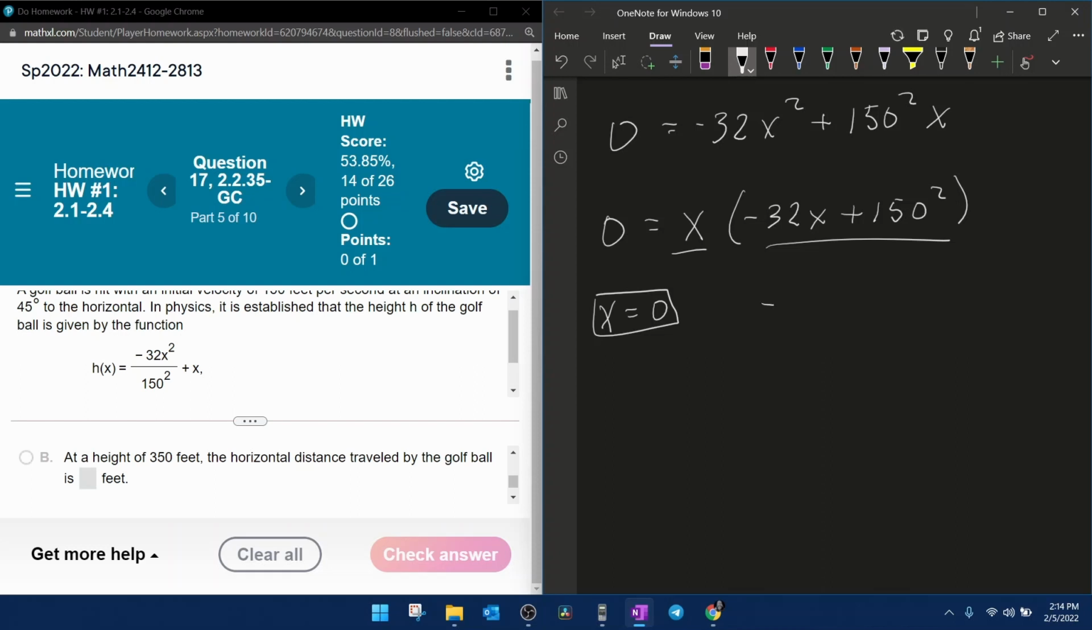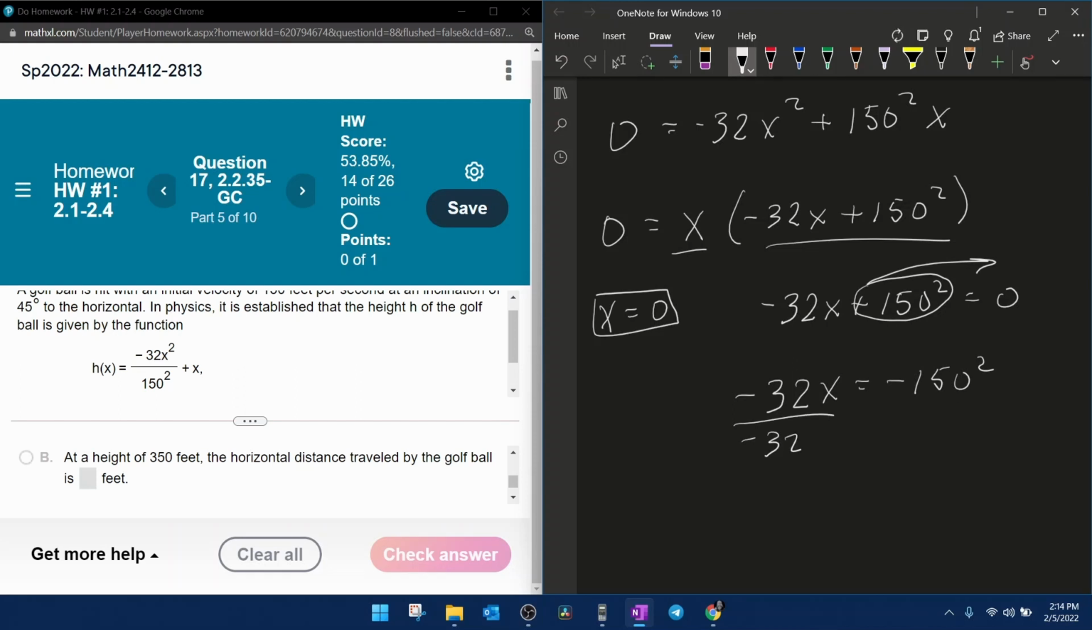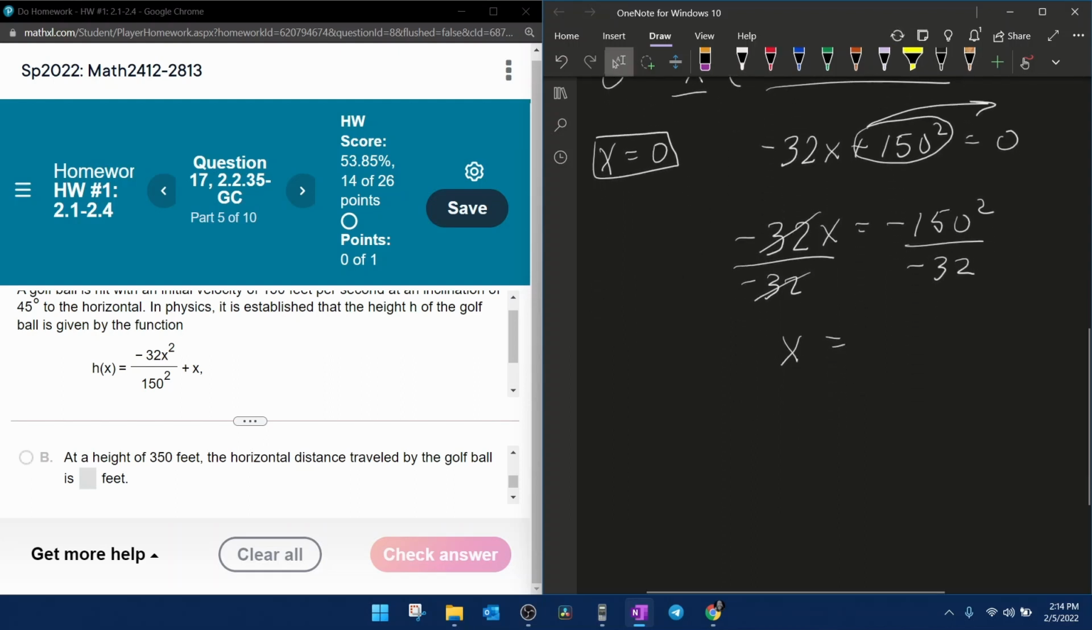This other solution, negative 32x plus 150 squared equals 0, is going to represent the total distance traveled. So we're going to move our 150 squared over. Negative 32x equals negative 150 squared. Divide both sides by negative 32. And then whatever that works out to be is going to be the answer for the horizontal distance.